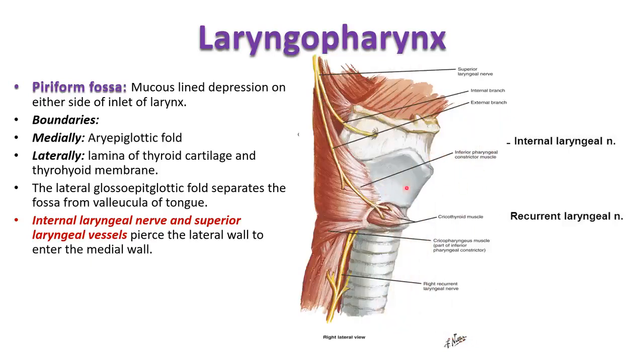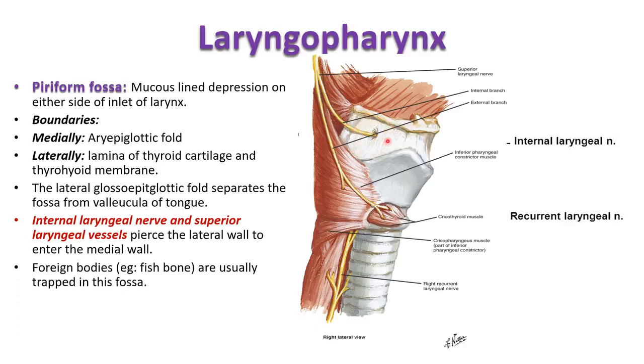In the lateral or external view, you are able to see the lamina of the thyroid cartilage, and extending from it is the thyrohyoid membrane, between the hyoid bone and the thyroid cartilage. That thyrohyoid membrane is pierced by the internal laryngeal nerve. Once it has pierced, it is inside the pyriform recess, which we have seen.